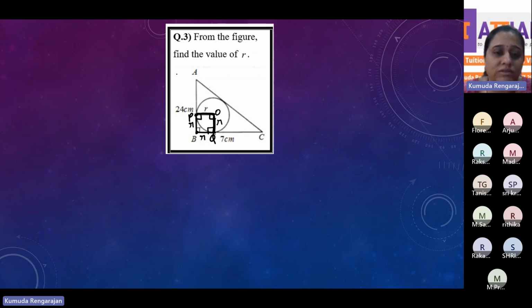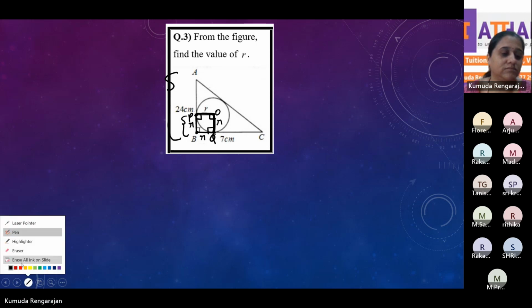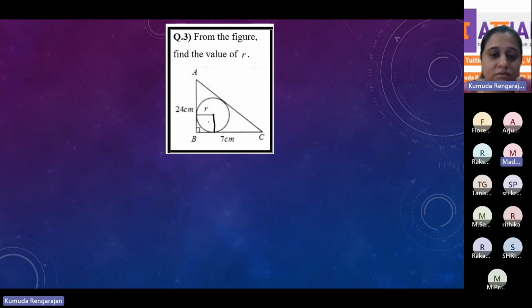Okay, so now this whole thing AB is 24. How much is BP? BP is R. So what is the rest of it, AP? 24 minus R. Correct. So AP will be 24 minus R, because AB, the full thing, is 24, and of 24, BP is R. So the rest of it will be 24 minus R. Similarly here, this is R, but the full thing, BC, is 7 centimeters.